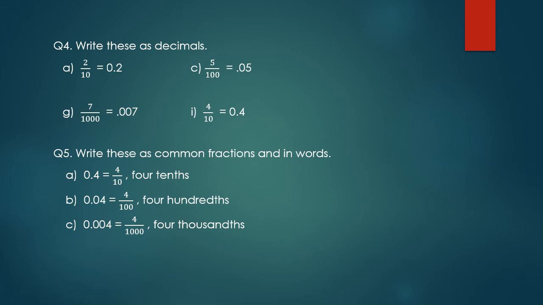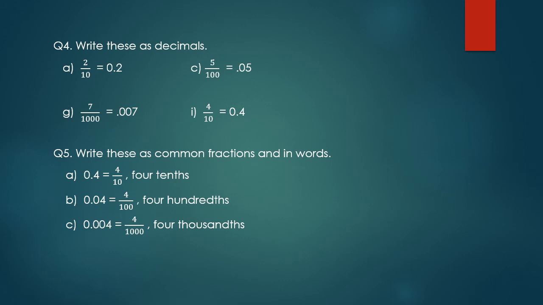Now move on to question number 5. Question number 5 is, write these as common fractions and in words. Some numbers are given to you in decimal form and you have to convert these decimal numbers into common fractions, and also you have to write them in words. First part is 0.4.